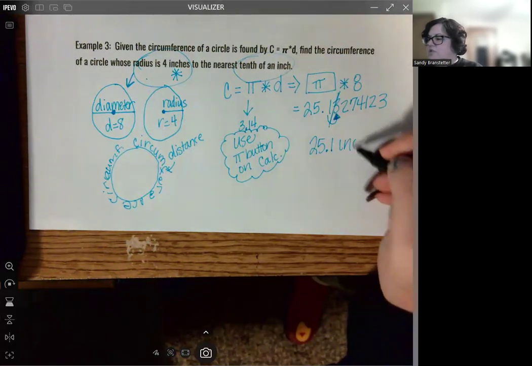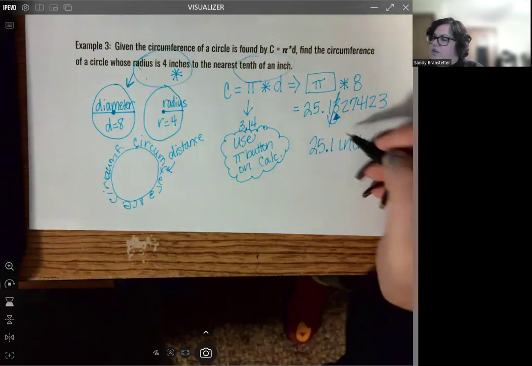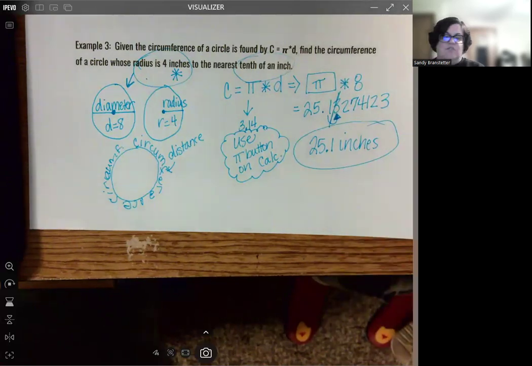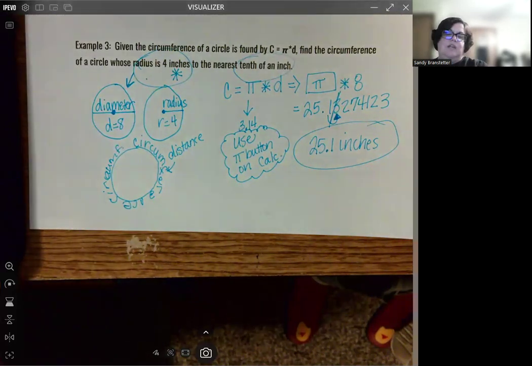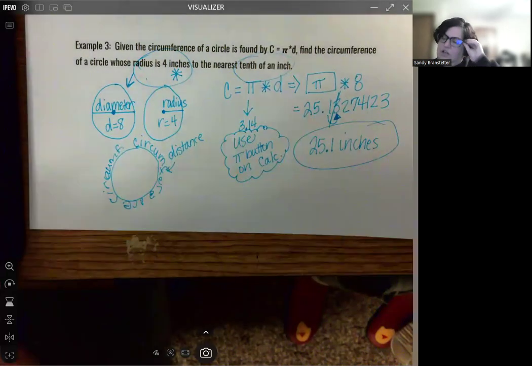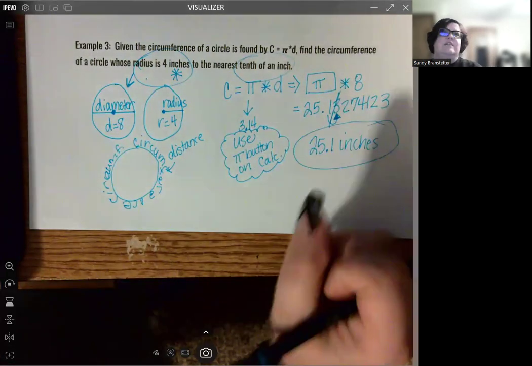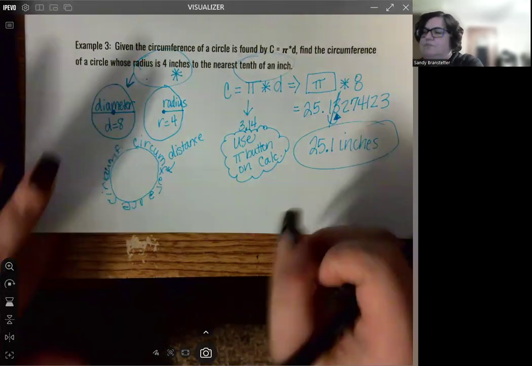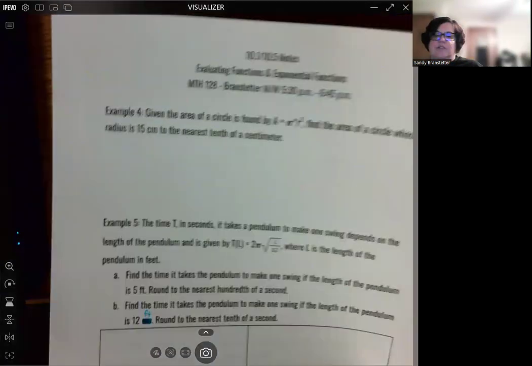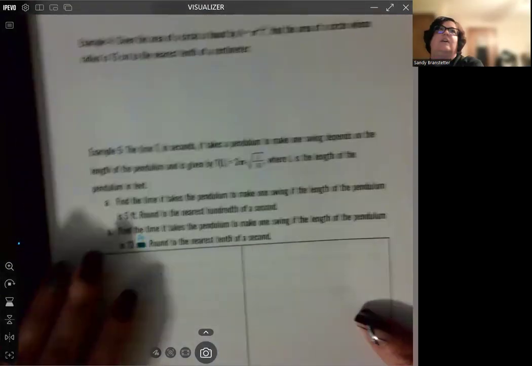So inches. If we were to cut a piece of string and put it all the way around our circle, we would need 25.1 inches of string. Again, circumference is the distance around the outside of the circle. As we keep going, we're going to change gears and look at area.